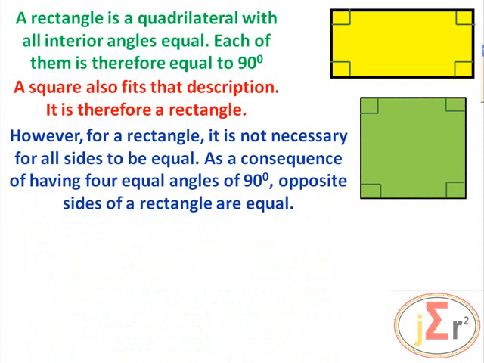As a consequence of having 4 equal angles of 90 degrees, opposite sides of a rectangle are equal. So we mark those with 2 dashes, meaning that they are equal. And of course the other will be marked with 1 dash. So these two are equal.